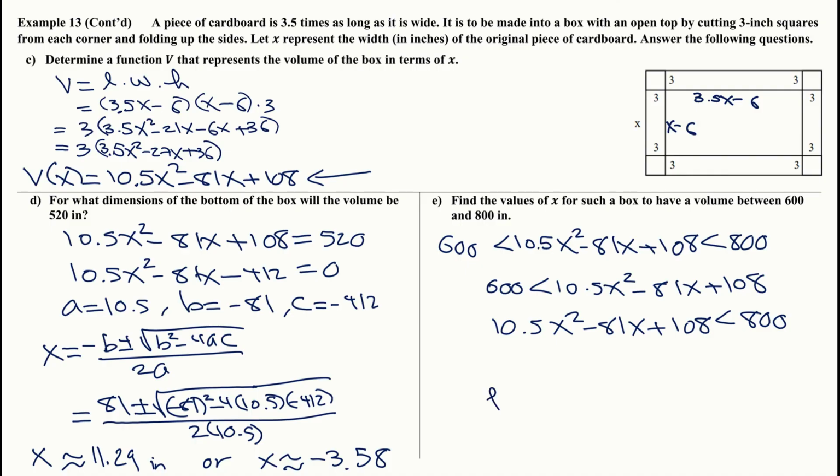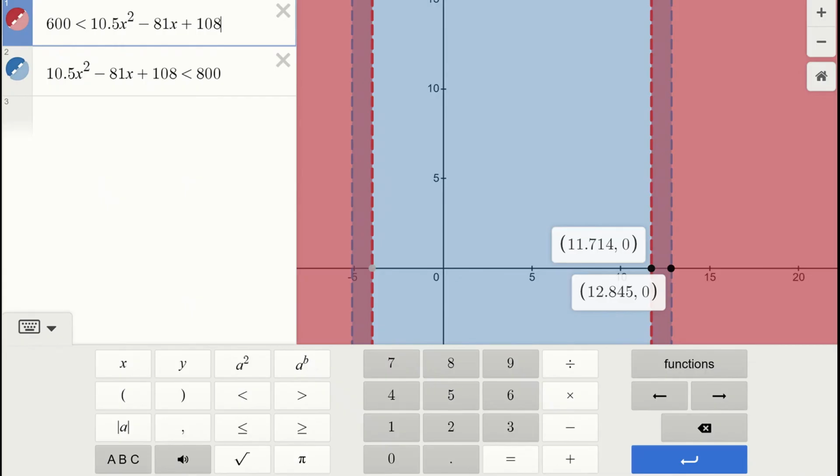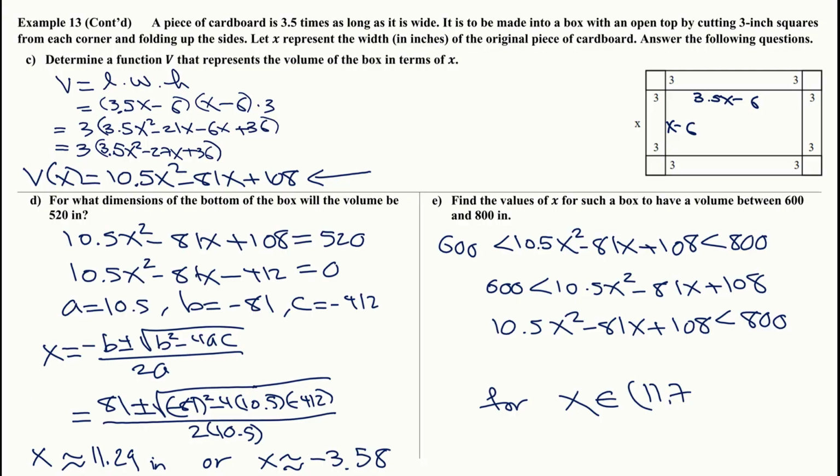So basically we say for x belonging to this interval, 11.71, I believe it was. Yeah, 71 and 12.85. And that's all there's to it. That's how you solve that one, okay?